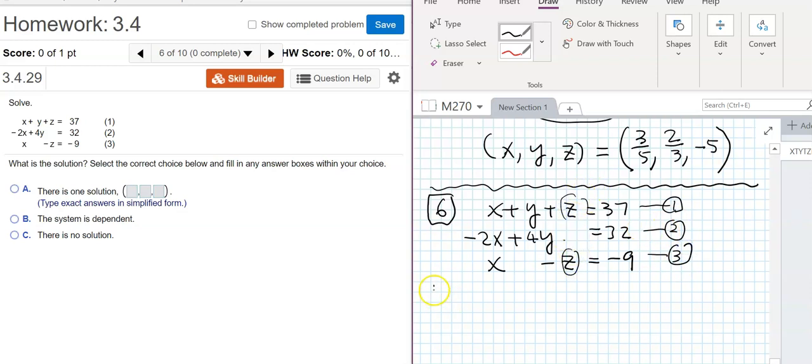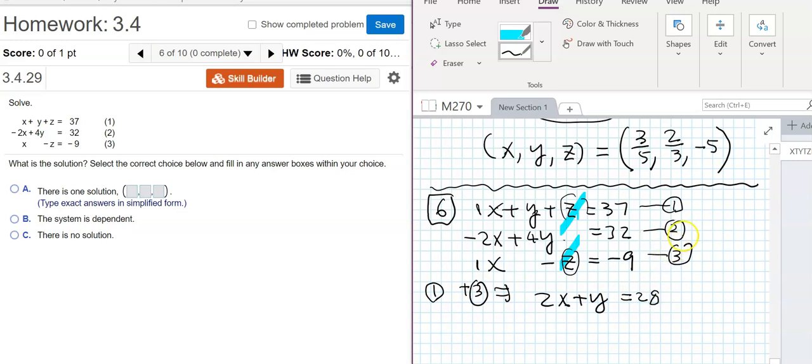So this one has a z, this one has a negative z. If I add the first equation plus the third equation, I get 1x and 1x, so 2x plus y, there's a y here and no y in the other. And the z's get canceled. So 2x plus y is 37 minus 9, what is it? Is it 28? Yes.